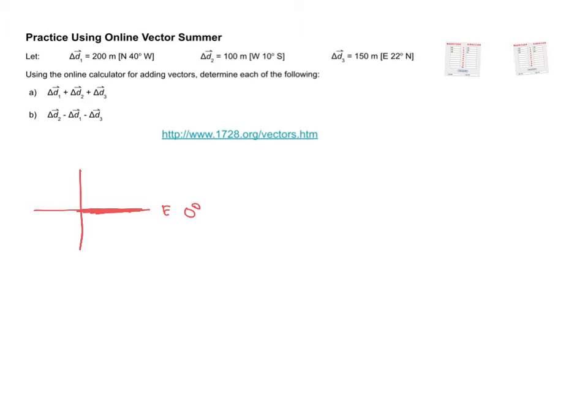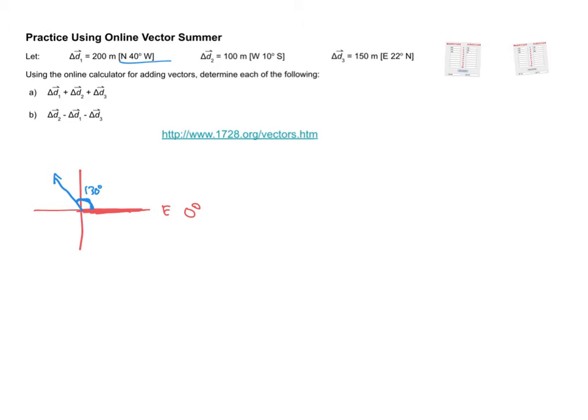Like for the first vector is north 40 degrees west. Well, let me just draw north 40 degrees west, approximately here. So the number I would put in for vector 1 would be 90 plus 40. That would be 130 degrees is what I would put in for vector 1.